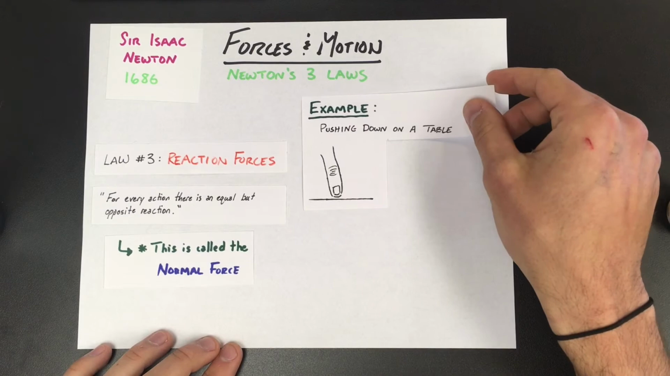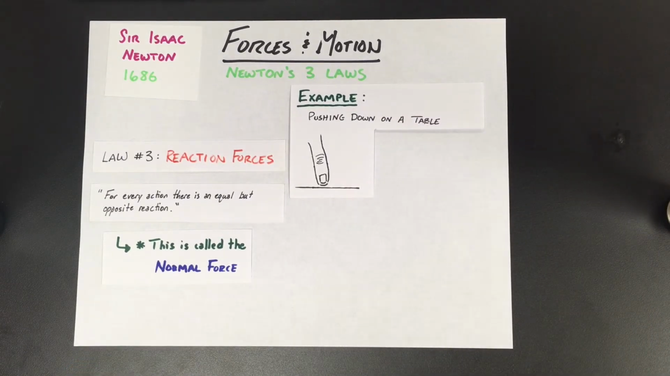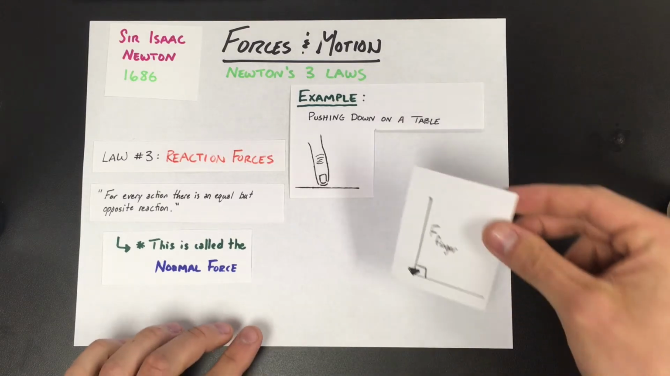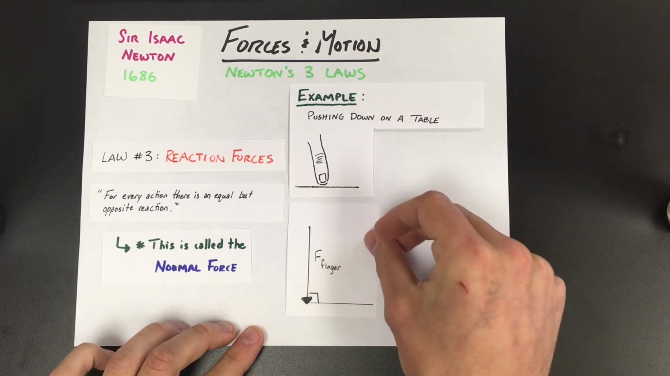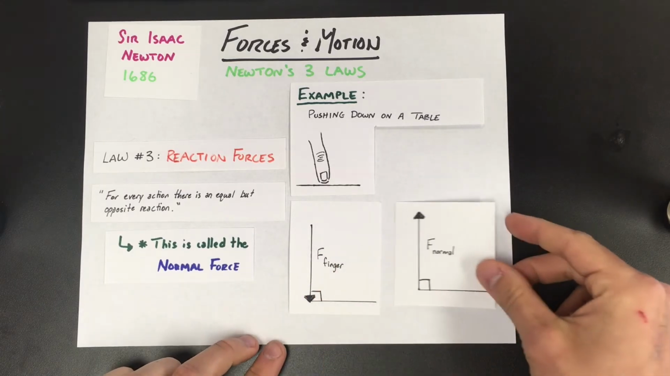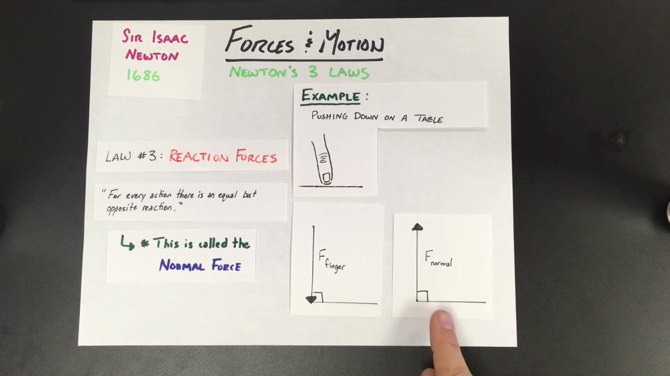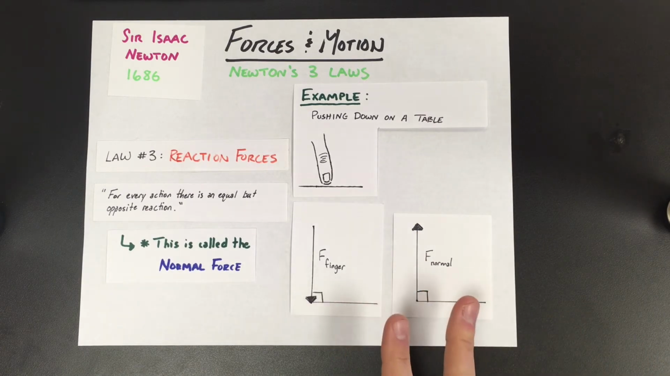Right? You can actually do this yourself, for example, by pushing down on a table. Right? Now, when you push your finger down on the table, you are exerting a force down on the table. The force of your finger is down on the table. But when you do that, the table is actually pushing back up on you. We know this because the table doesn't move. That means that both of these forces are equal.